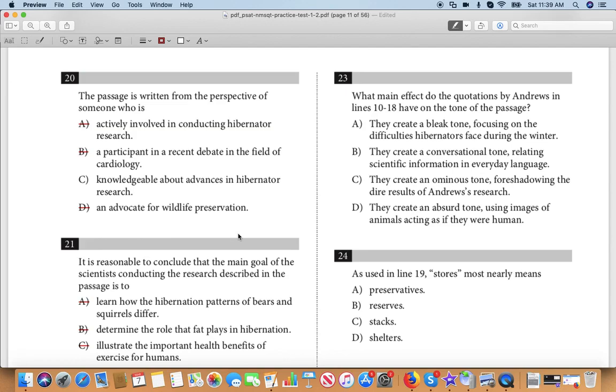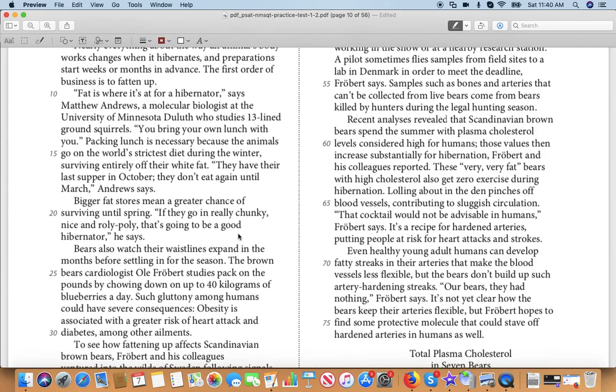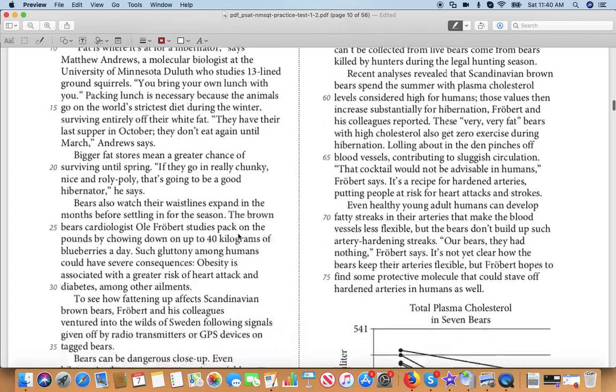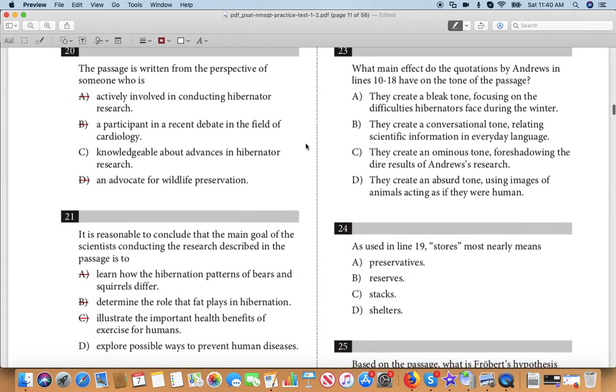Answer choice B. Go and read it, please. They create a conversational tone relating scientific information in everyday language. Do those quotations by Andrews create a conversational tone? Yes, they do. I don't think there's any debate about that. That is where it's at for a hibernator. Very conversational. You bring your own lunch with you. That works.